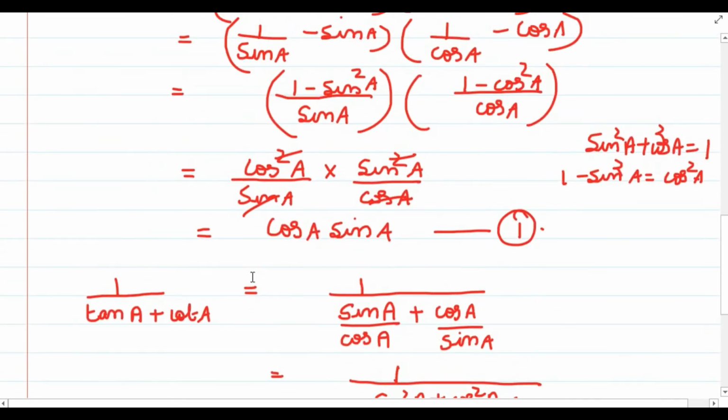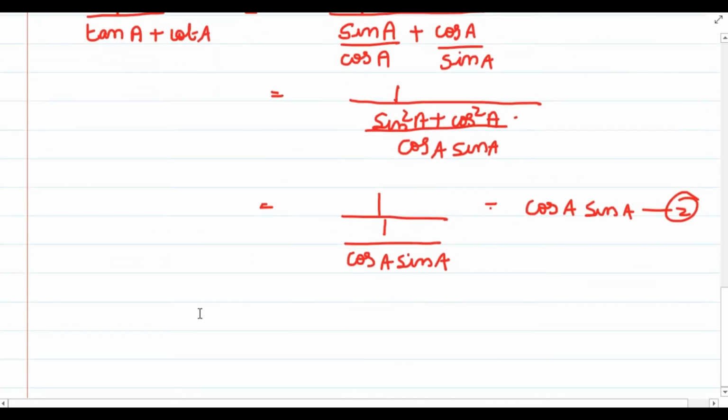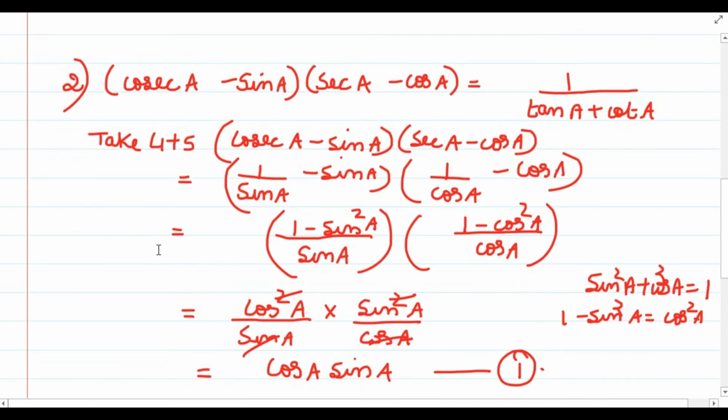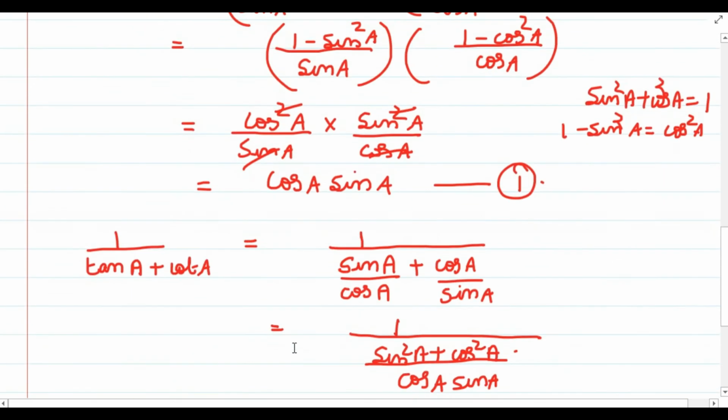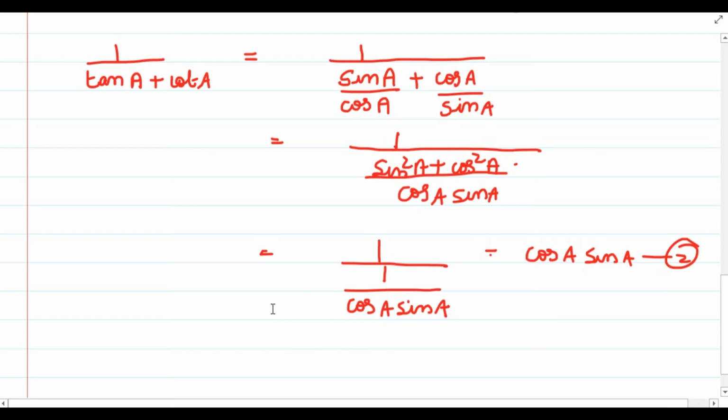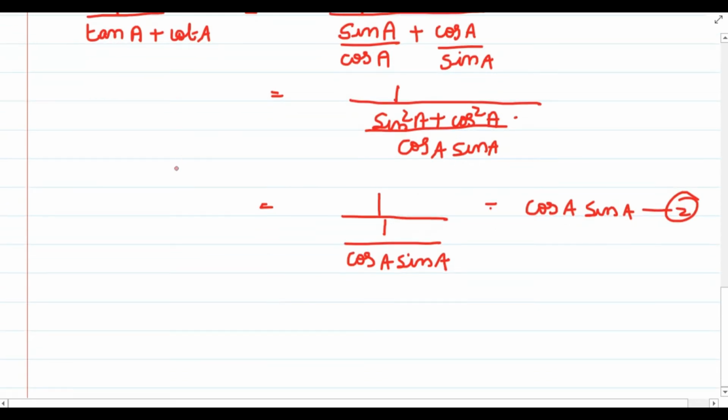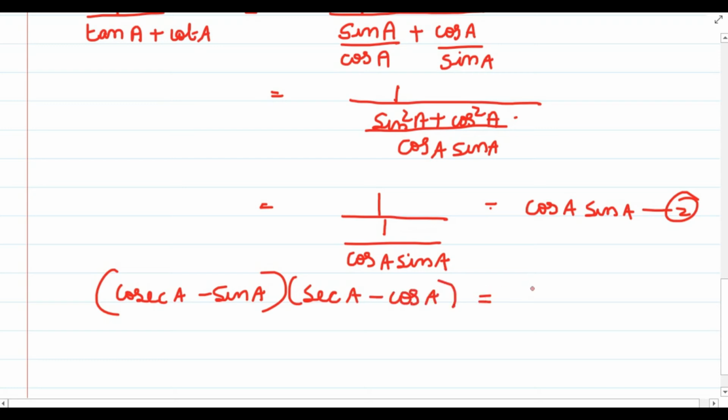So from 1 and 2 we got cos A sine A, and 2 is also cos A sine A. When you simplified left hand side we got cos A sine A, and similarly when you simplified right hand side we got cos A sine A. So it is clear that I can write from 1 and 2 cosec A minus sine A into sec A minus cos A equal to 1 by tan A plus cot A.